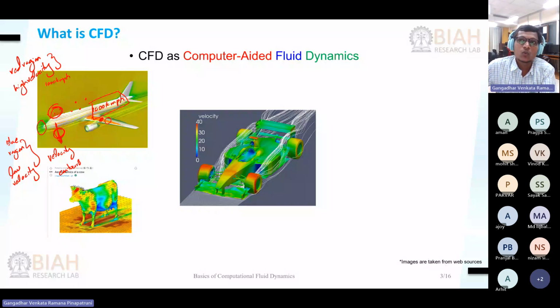The basic reason is that you want to move your object at some speed, right? Yes, sir. I want to keep the fluid static and I want to keep the object moving. So why can't we do that in simulations?